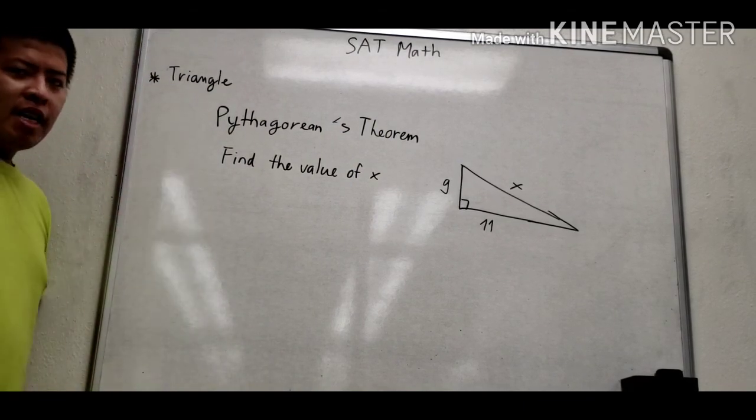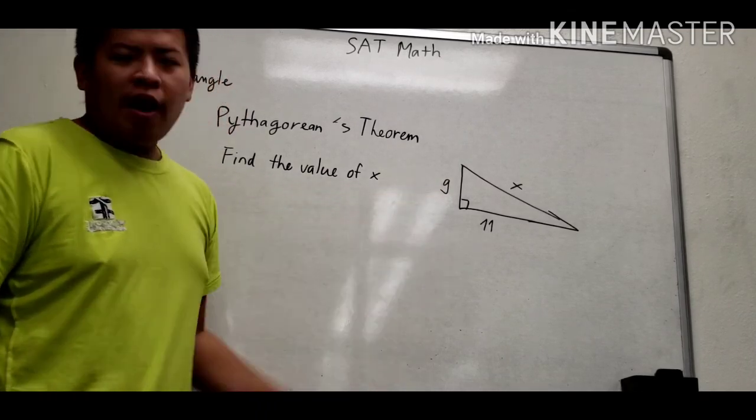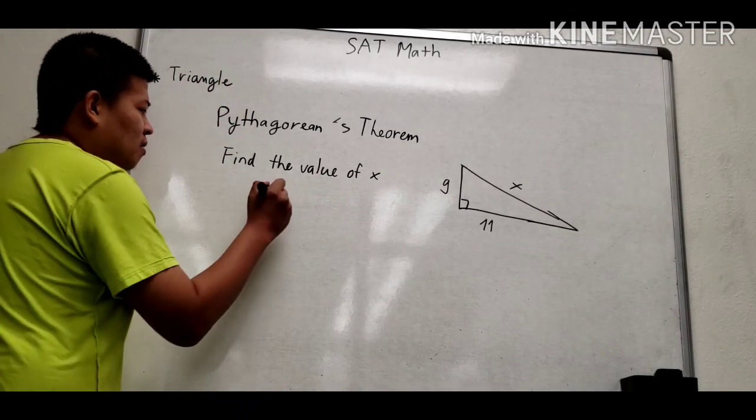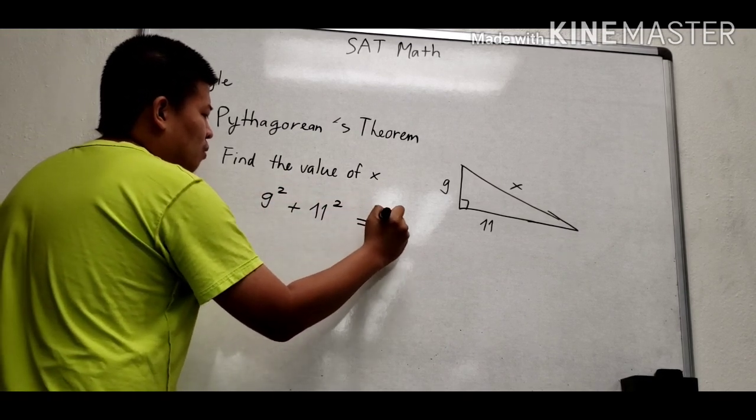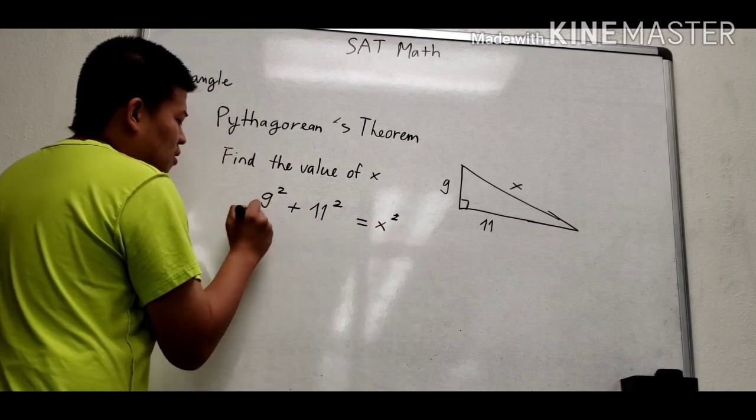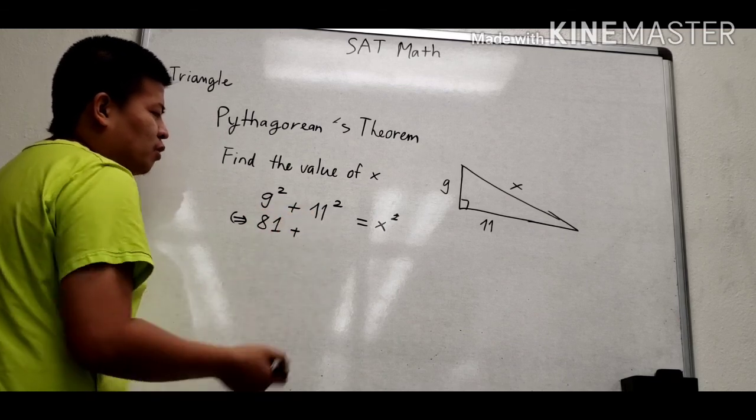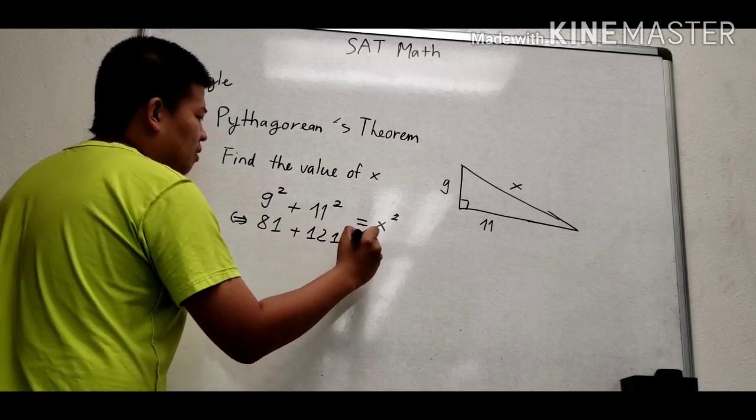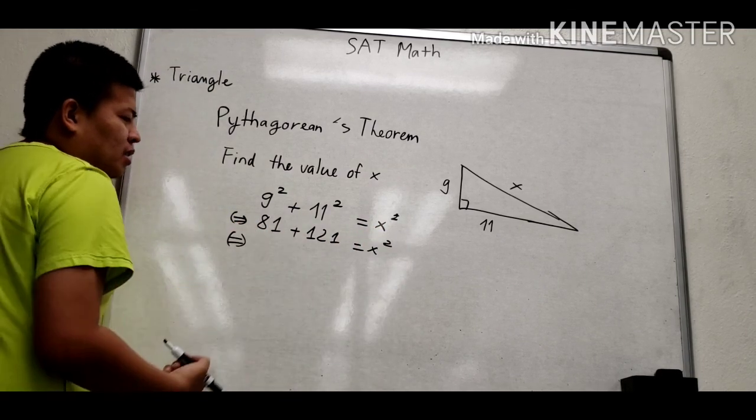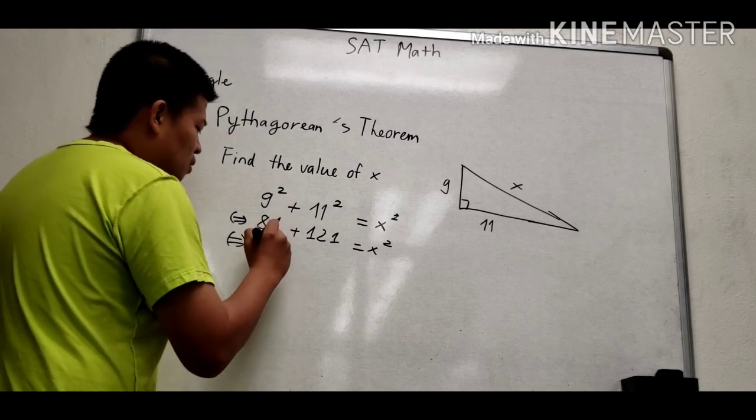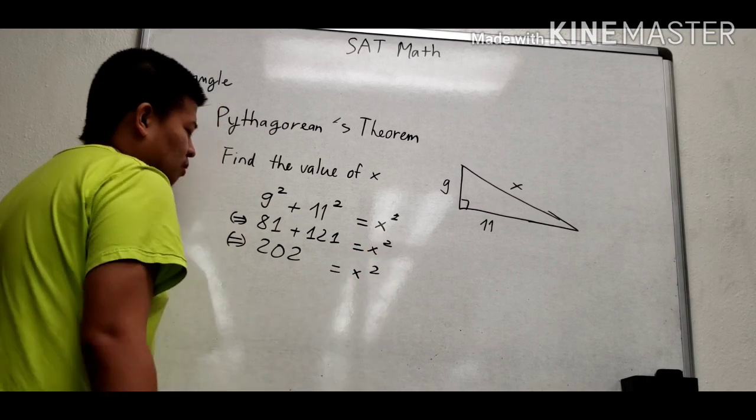So we have the Pythagorean theorem. Find the value of s in this right triangle. So we have 9 power 2 plus 11 power 2 equals s power 2. 9 power 2 is 81. 11 power 2 is 121. 81 plus 121 is 202. And we got s power 2 equals 202.